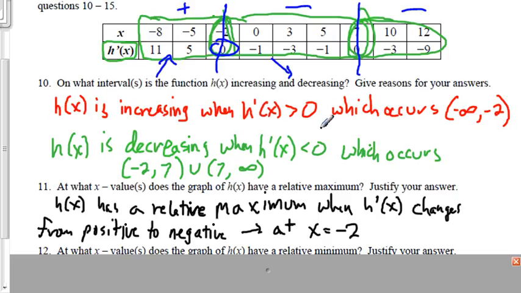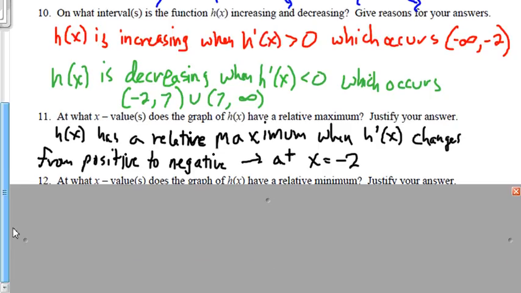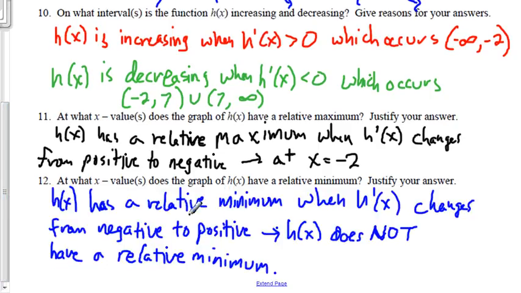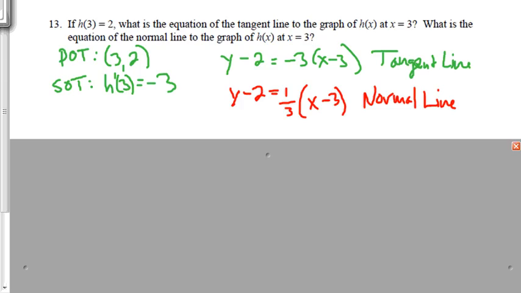Number 12 says, when do I have a relative minimum? What do I need for a relative minimum? I need to go from a negative to a 0 to a positive, but the only time I start with a negative value in the derivative, I go to 0, but then I continue with the negative. So we find out that the original function does not have a relative minimum because it has not changed from a negative to a positive. All right, let's look at the next page.